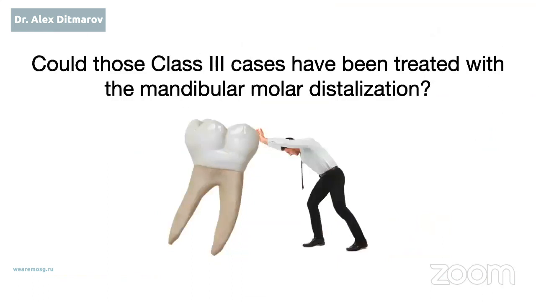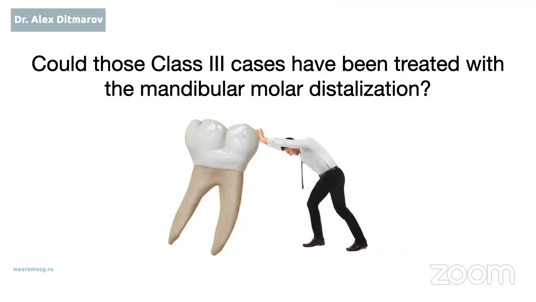Now I want to ask and answer this question. But what about molar distalization? All these cases were class 3, right? Maybe we could have distalized lower molars, all the lower dentition backwards, and correct our class 3 this way. So could those class 3 cases have been treated with the mandibular molar distalization?